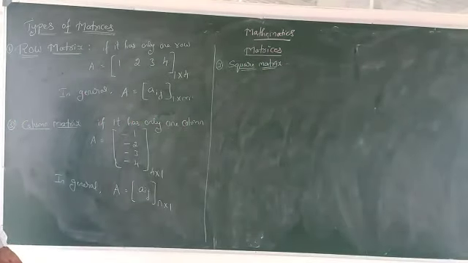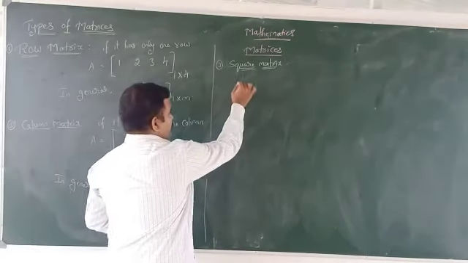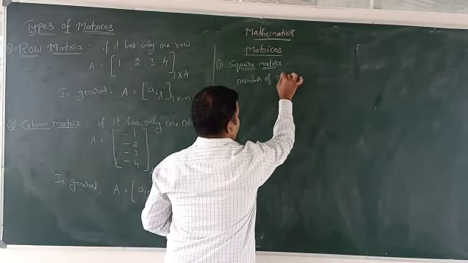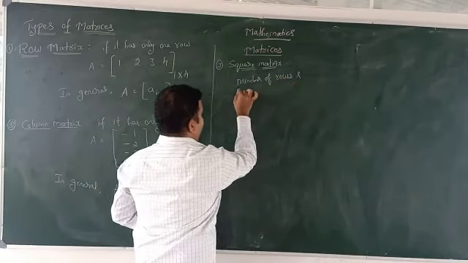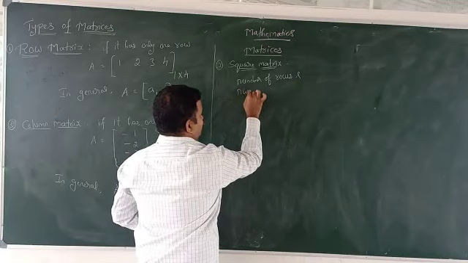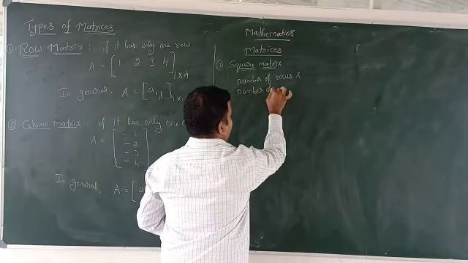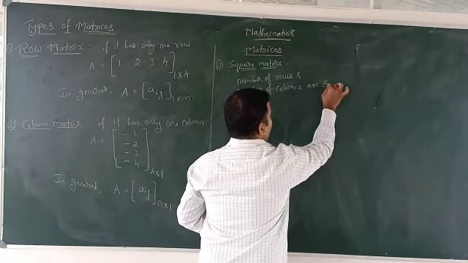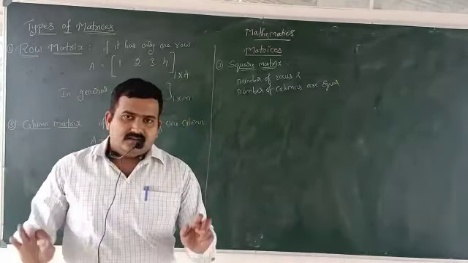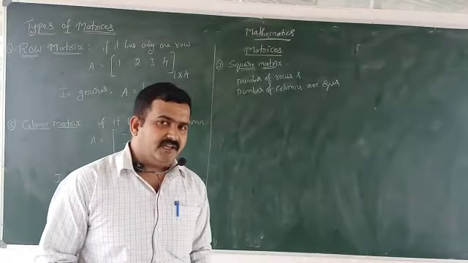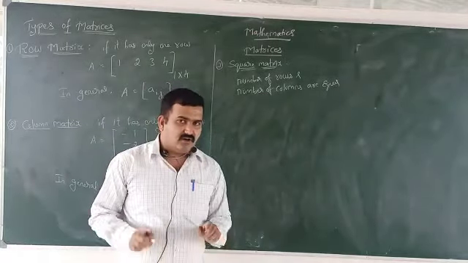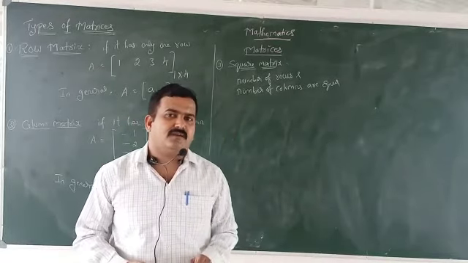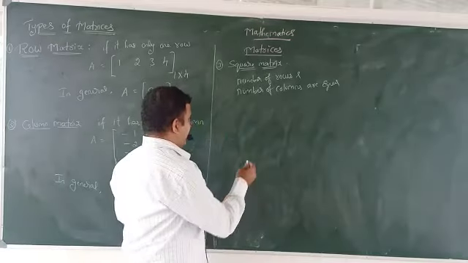Here, square matrix means the number of rows and the number of columns are equal. It means that the order of the matrix should have an equal number of rows and columns. Let me take an example here.